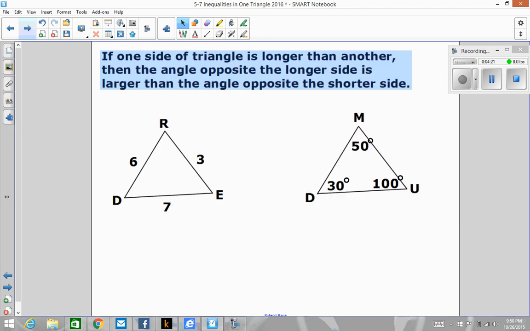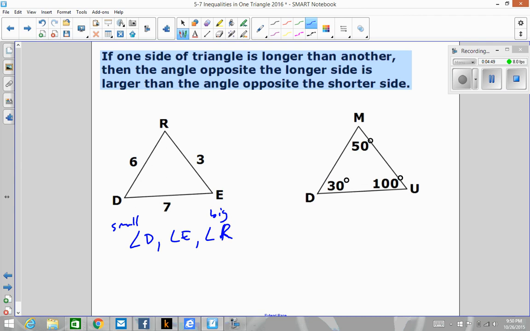If one side of a triangle is longer than the other side, then the angle opposite is larger. Just a reminder here, if we look at the sides, if I have the side of 3, that means angle D is my smallest angle, angle E is my next biggest angle, and angle R is my largest angle. So from small to big. All right, so if I go over here, here's the reverse of it. My smallest side will be MU. My next biggest side will be DU, and my biggest side will be DM.